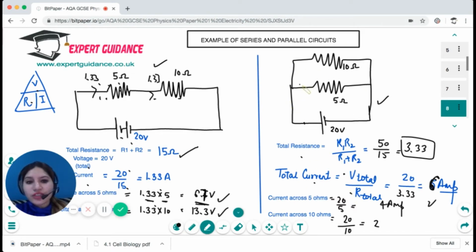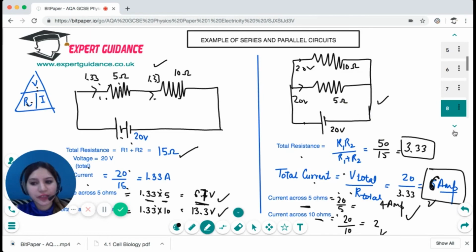The voltage will be 20 volts across each component. So we have the voltage and the resistance across each. So current is voltage over the resistance. So 20 over 5 is 4 amps, the current across the 5 ohms, and across 10 ohms it is 2. And we'll add them. That will add up to the total current of 6 amps. Okay. So I hope how you do the calculation with series and parallel circuits is clear to you.